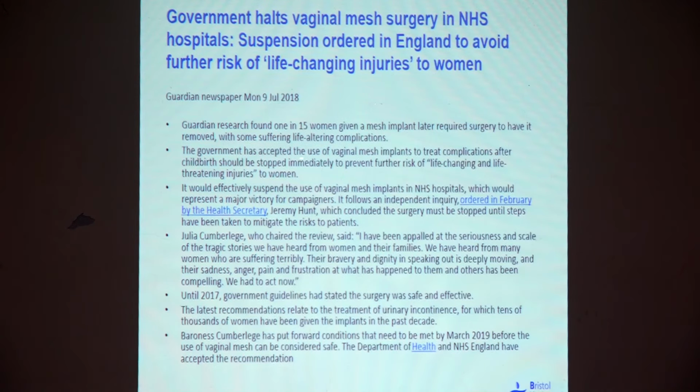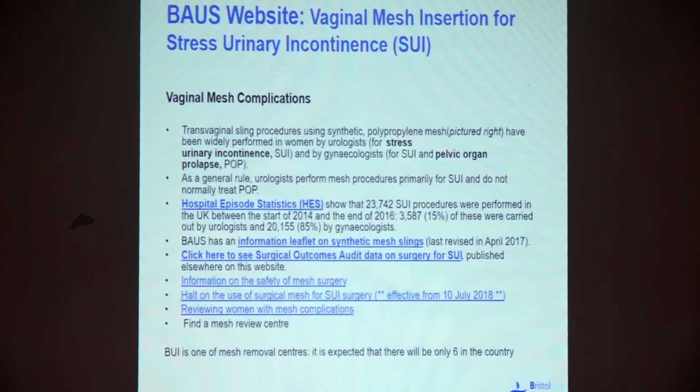So the government accepted the use of vaginal mesh implants to treat complications after childbirth should be stopped immediately. So it was stopped, and at the present, if a woman has stress incontinence, she's offered a colposuspension, a fascial sling, or as you pointed out, rather useless injections into the urethra. Those are the 3 things that are agreed. What does the BAUS website do? Well, the BAUS website has been very sensible and has just put information out into the public domain so patients can access the BAUS website. Does the USI website have a patient area in it?